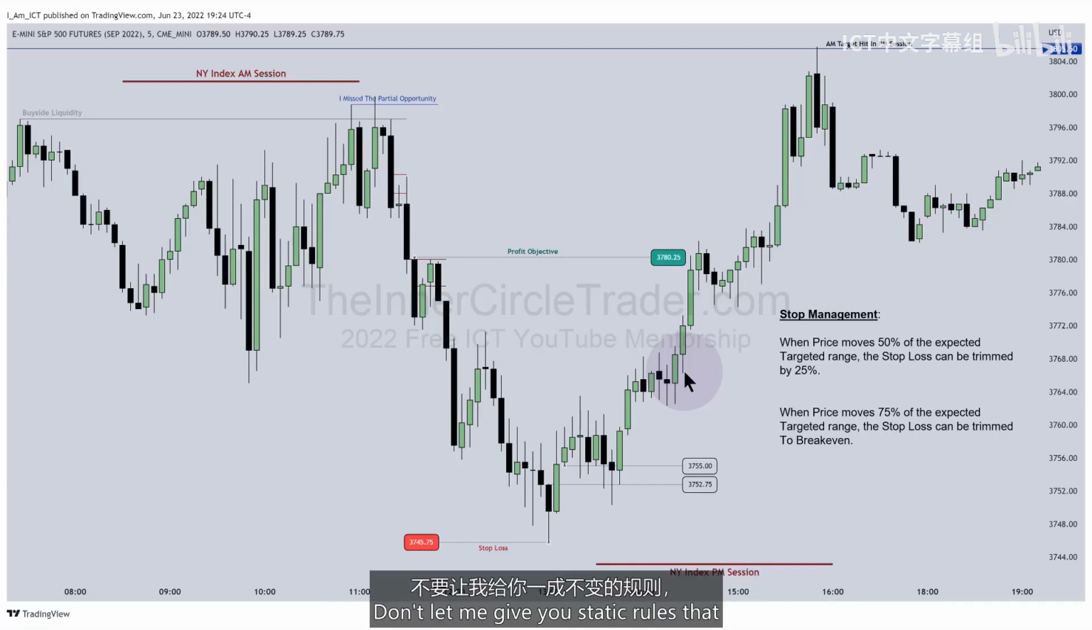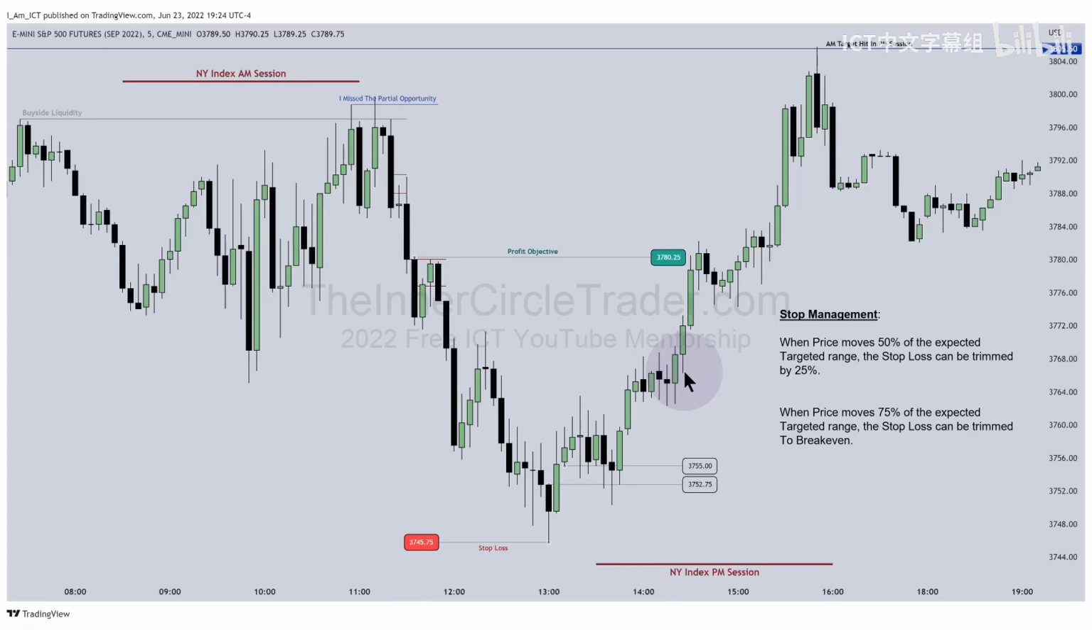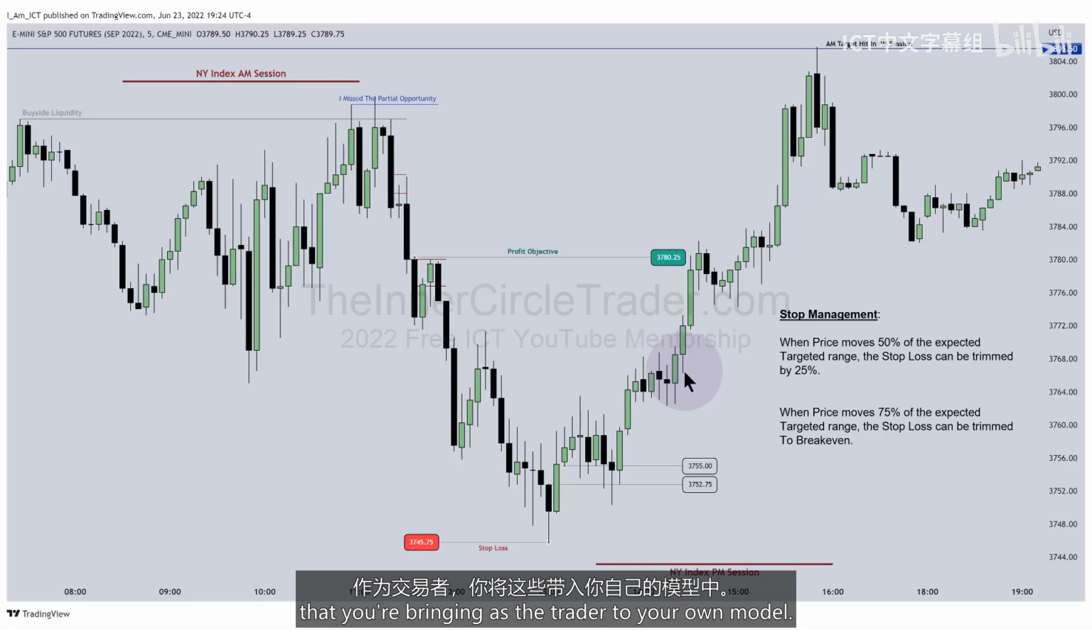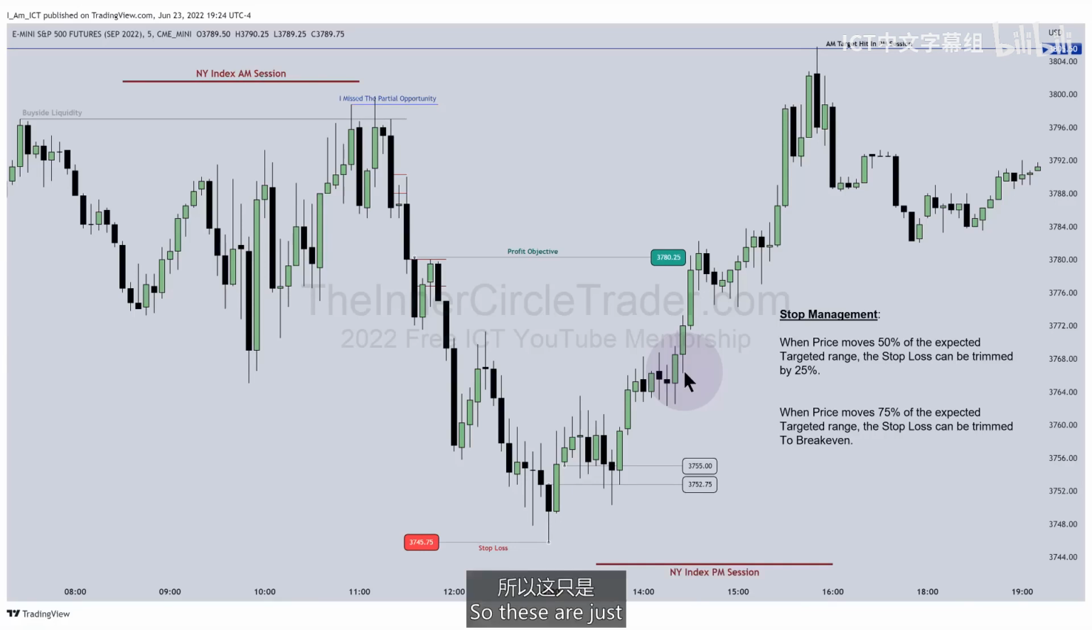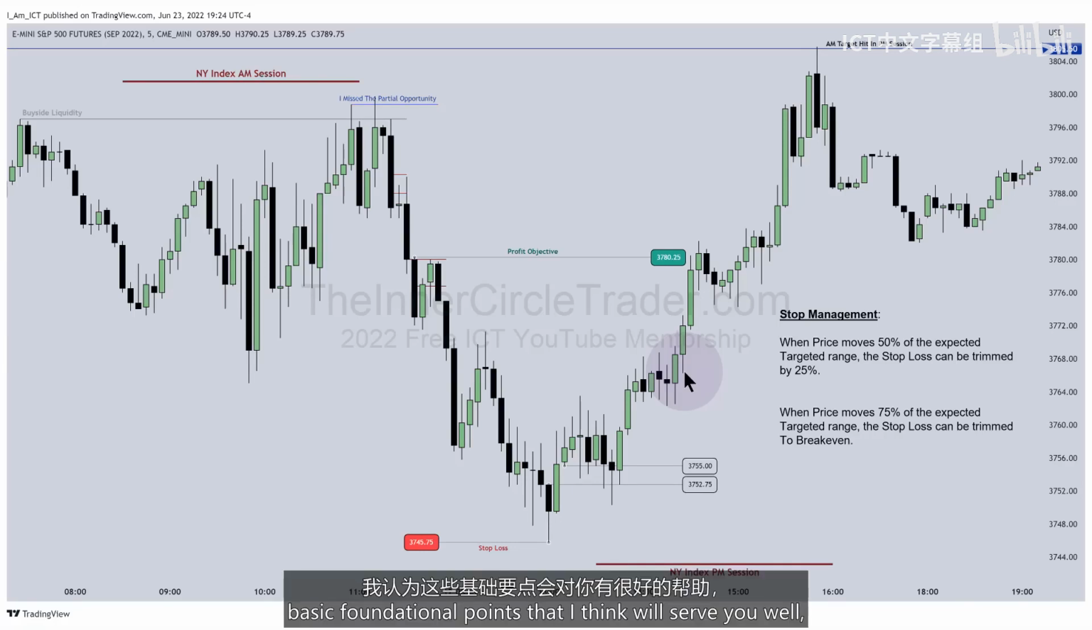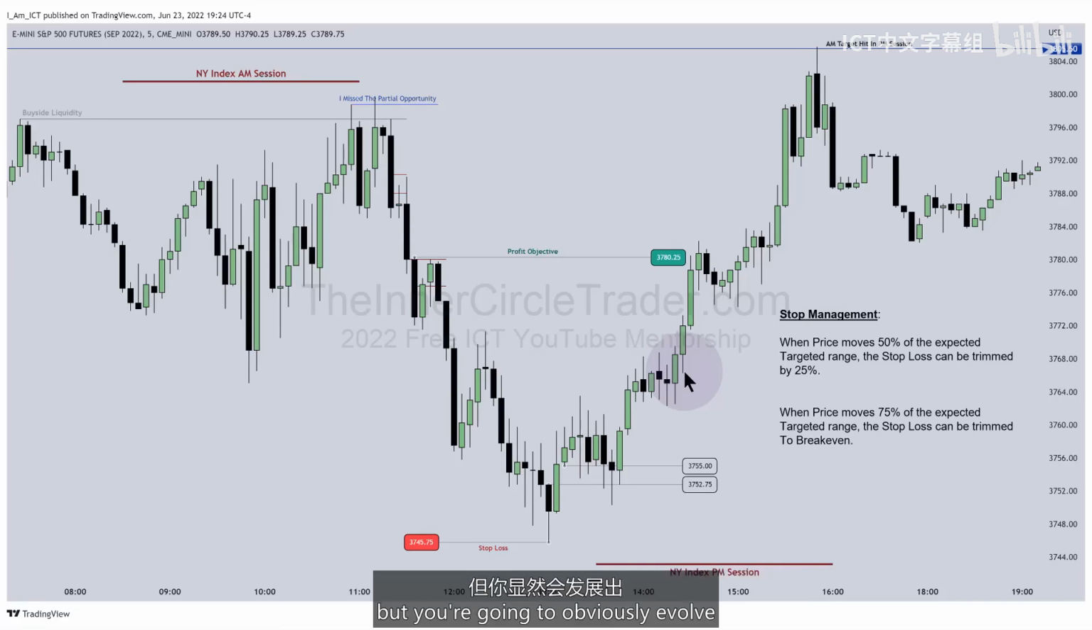Don't let me give you static rules that are considered cast in stone, ironclad, can't change it. I hate doing that with my students because it takes away the uniqueness, the individualism that you're bringing as the trader to your own model. So these are just basic foundational points that I think will serve you well, but you're going to obviously evolve and come up with better ways that meet your expectations and also fit your personality. Okay, so I think that's going to be it.